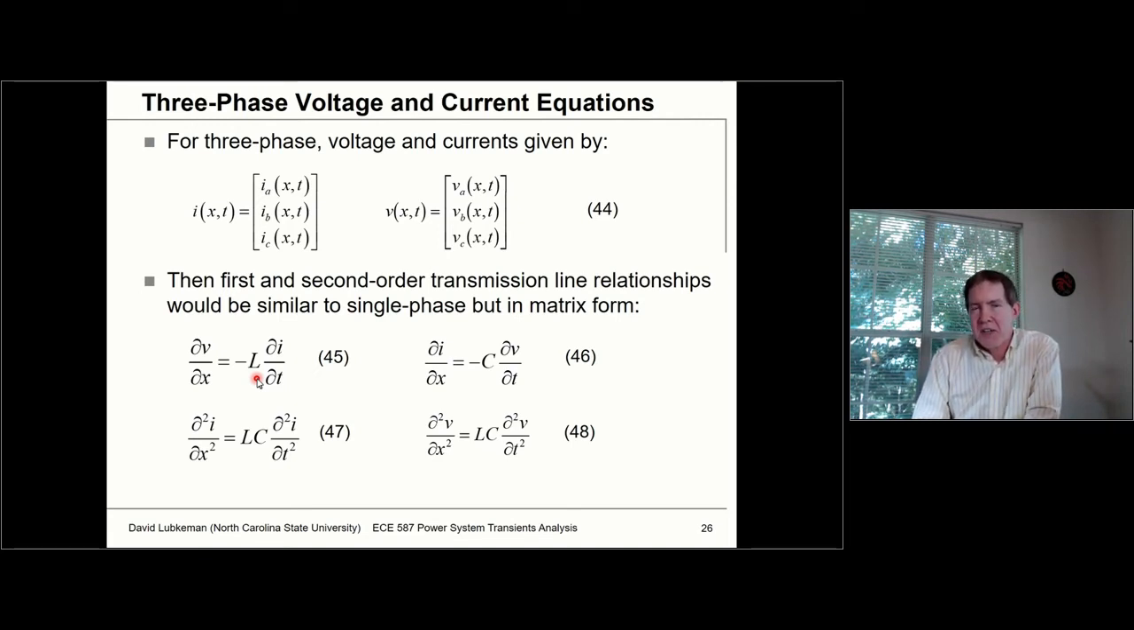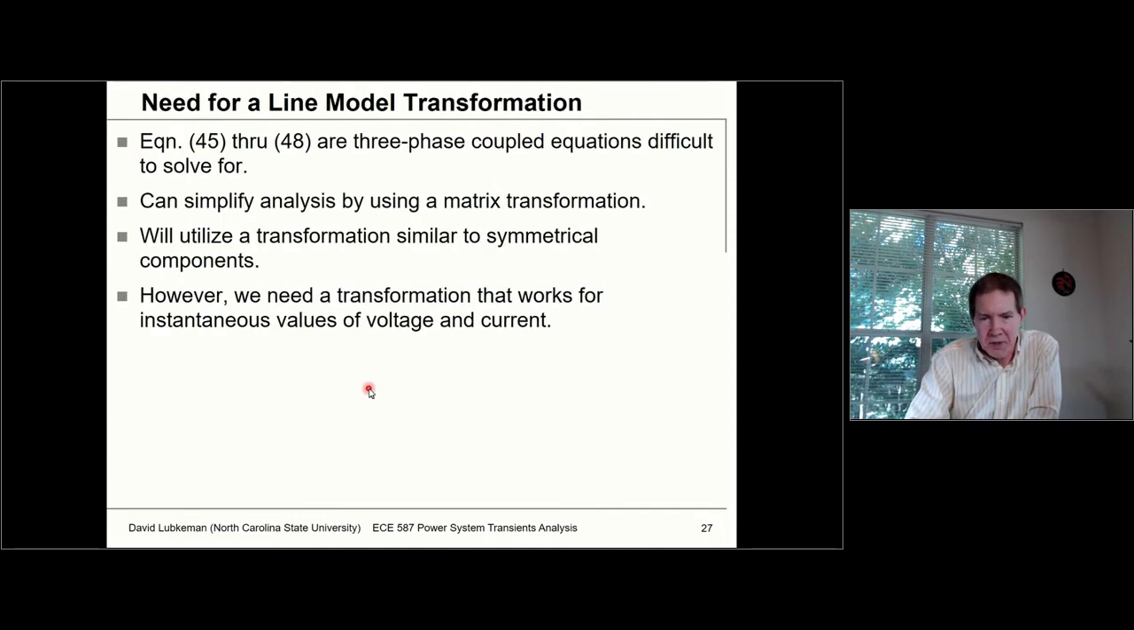So you can see how complicated this gets, because if you're solving, you don't really have just one single-phase line equation to solve. You've got three coupled single-phase equations to solve. So it makes it a lot harder to solve this directly. There's a lot of computation associated with this. So how do we deal with this?